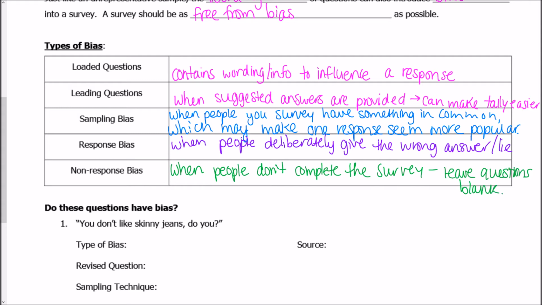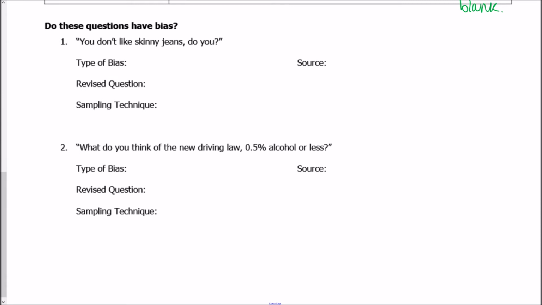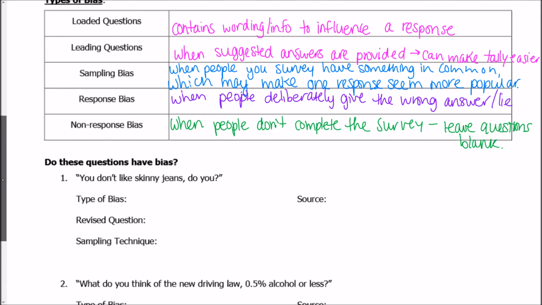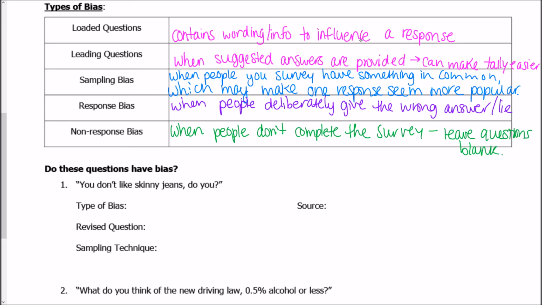Okay, so let's see, do these questions have bias? So the first question right here is, you don't like skinny jeans, do you? So the type of bias right here is, we would say that it's a loaded question. It contains wording or info to influence a response. The way somebody might respond to this, you're probably going to say, no, I don't, because of the way that it's asked. It's a loaded question. The source is still primary, and it's primary because a person is actually asking someone else some information as opposed to gathering the information from a database.